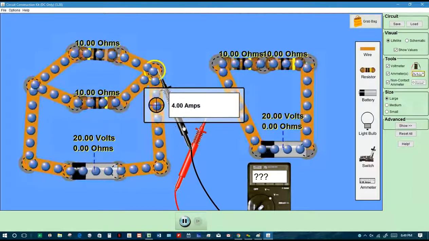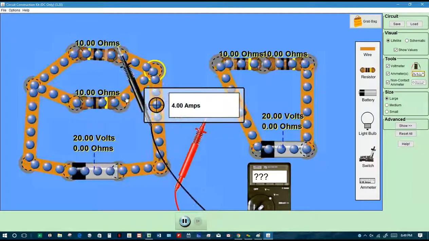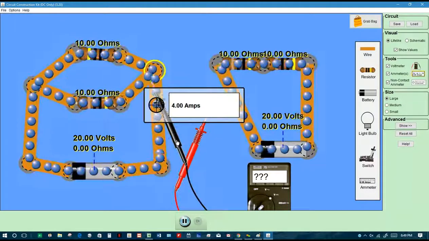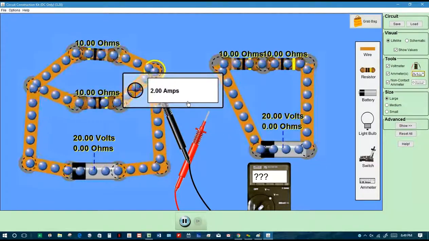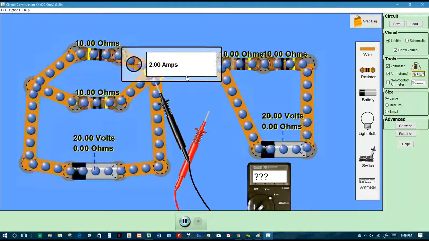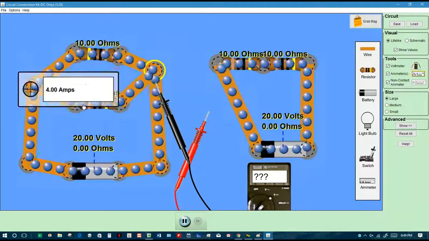Guess how much of that 4 amps is going to take the bottom path, and how much of that 4 amps is going to take the top path? Half, exactly. 2 amps is what flows downwards, and the other 2 flows upwards. And then when they recombine, what do they produce on the other side?